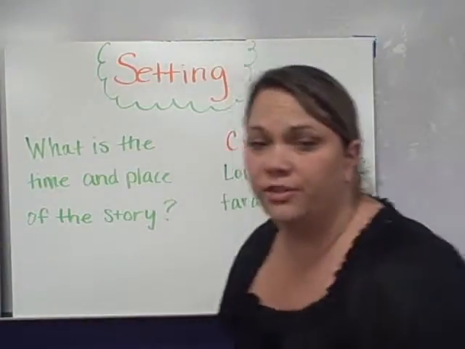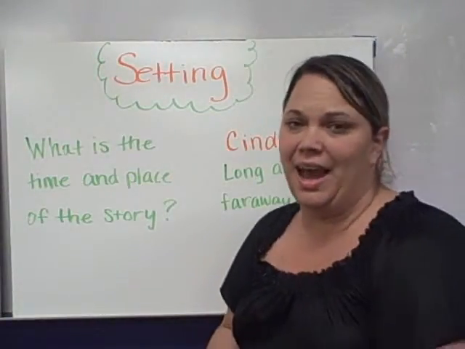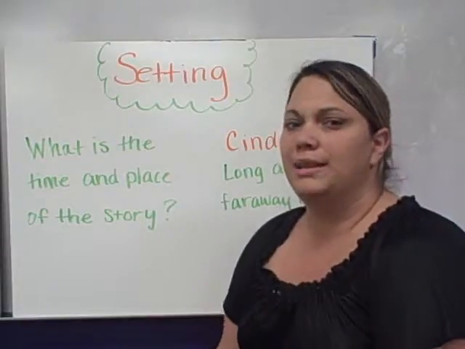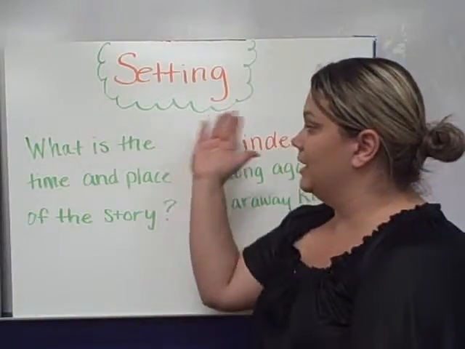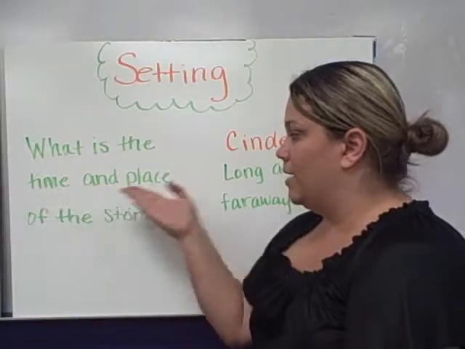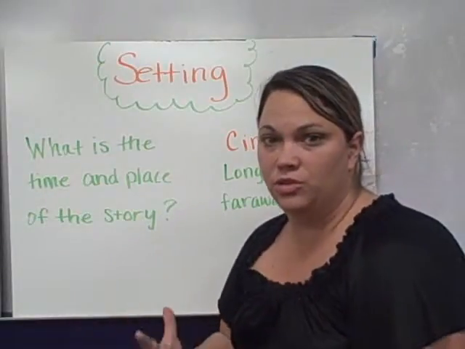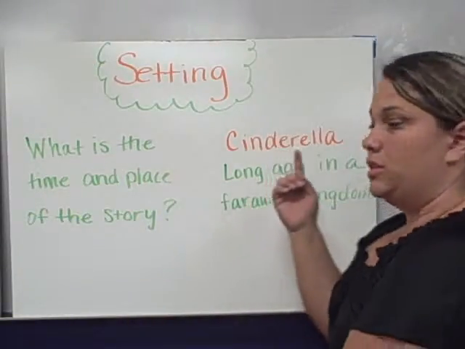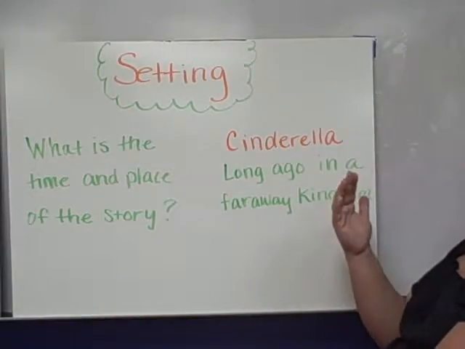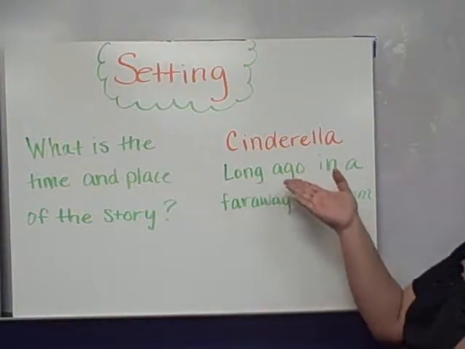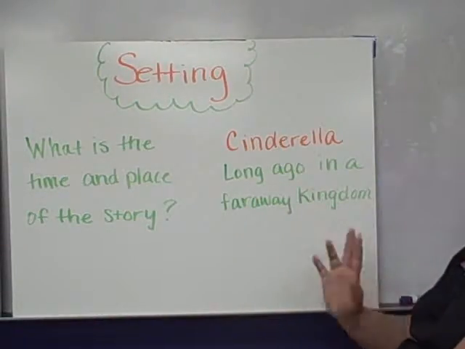The first thing a fiction story has to have is a setting. It has to take place somewhere and sometime. The setting is what time and place did the story happen. Let's use Cinderella for an example. Cinderella happened long ago in a faraway kingdom.